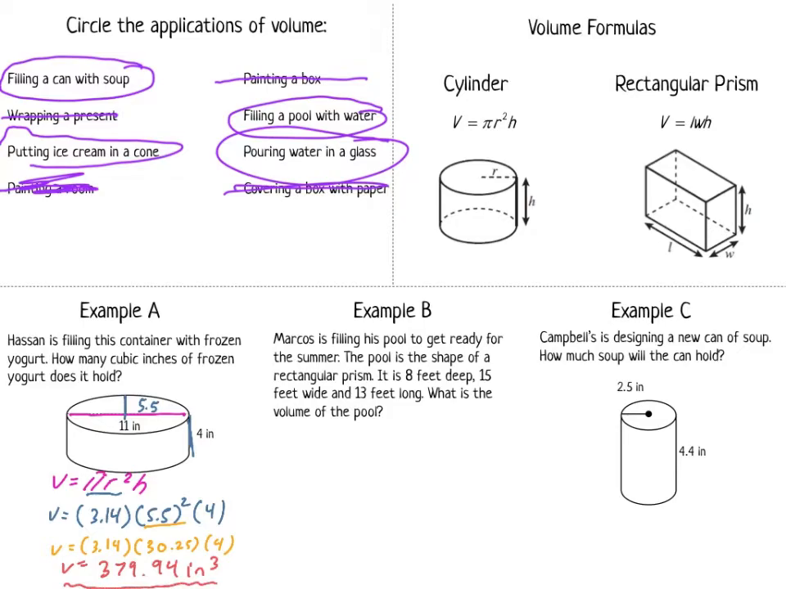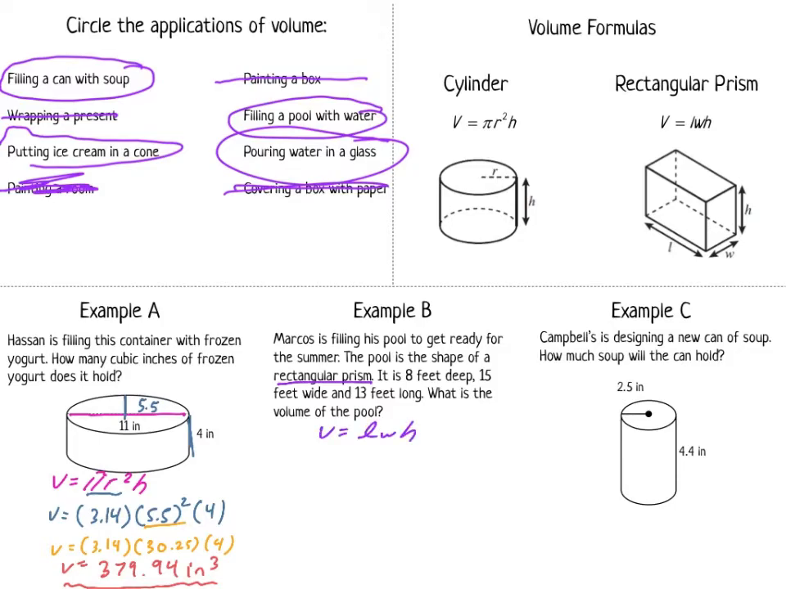Now let's move over to example B, where Marcos is filling his pool to get ready for the summer. The pool is the shape of a rectangular prism, is 8 feet deep, 15 feet wide, 13 feet long. What is the volume of the pool? So again, we need our rectangular prism formula, since we know that it's telling us that it's a rectangular prism shape. So that formula is going to be V equals length times width times height.